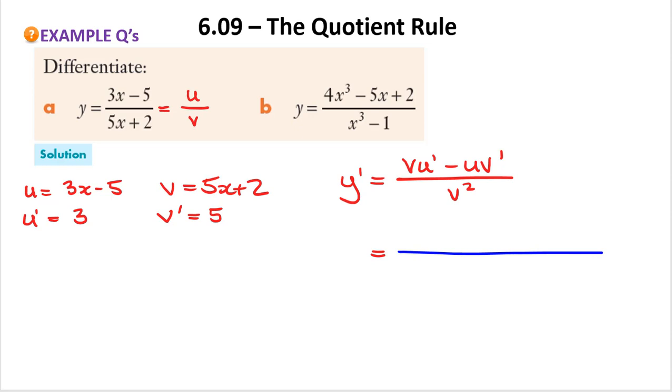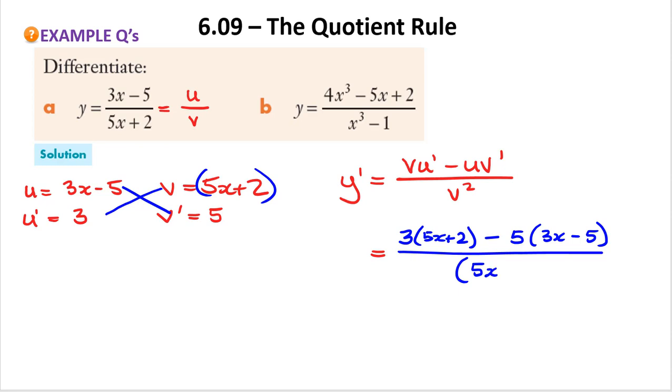So we'll start with v u dash. We're putting these two elements together. Again, it's a singular term with a binomial, so we'll just put the binomial for now in some brackets. Take away u v dash, so we combine these two elements together, and that'll be 5 outside of 3x minus 5. At the bottom, we're going to have v squared, which is this term here, all squared.